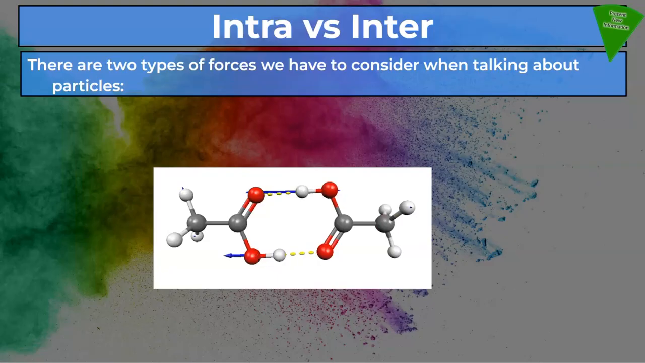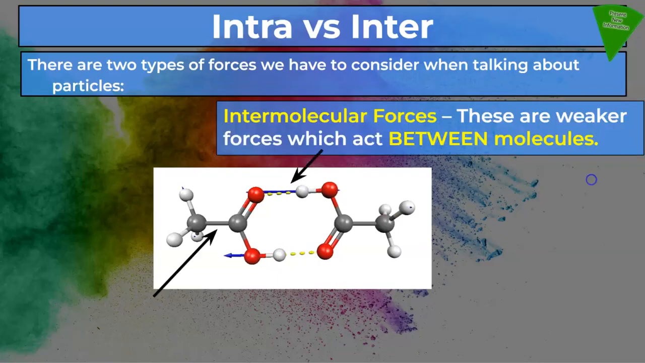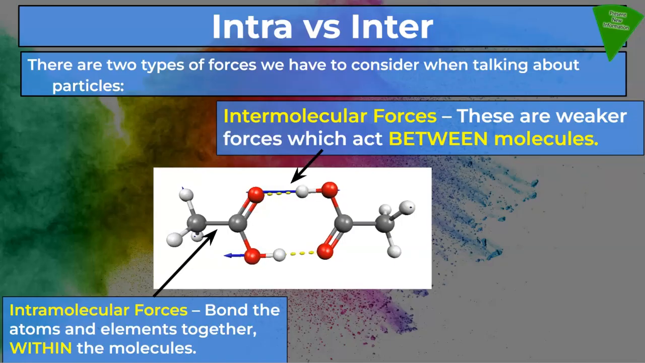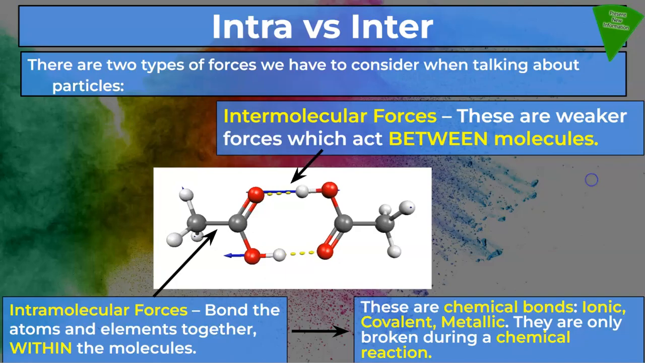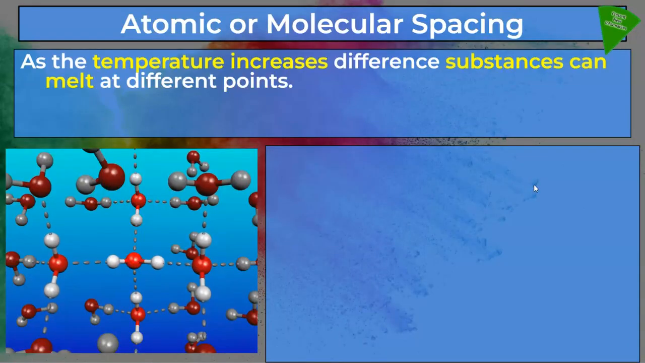And it's helpful at this point just to make a brief note about the different types of bonds that exist between and within particles. So when we talk about changing state, it is the intermolecular forces, the forces between the molecules, that are breaking when we change state. We're not breaking chemical bonds when we change state because it's not a chemical reaction, it's a physical process, which we'll get to in a second.